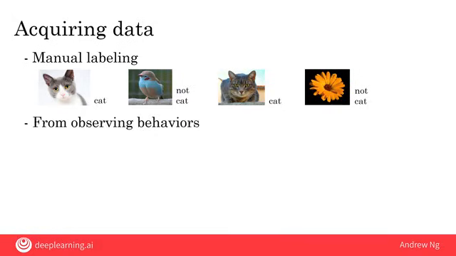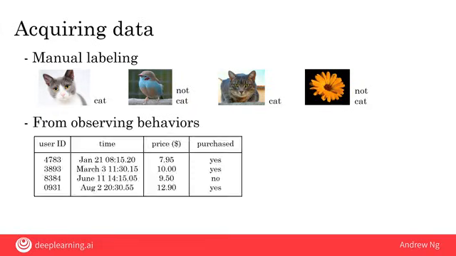Another way to get a data set is from observing user behaviors or other types of behaviors. So for example, let's say you run a website that sells things online. So an e-commerce or electronic commerce website, where you offer things to users at different prices and you can just observe if they buy your product or not. So just through the act of either buying or not buying your product, you may be able to collect a data set like this, where you can store the user ID, the time the user visited your website, the price you offer the product to the users, as well as whether or not they purchased it. And so just by using your website, users can generate this data for you.